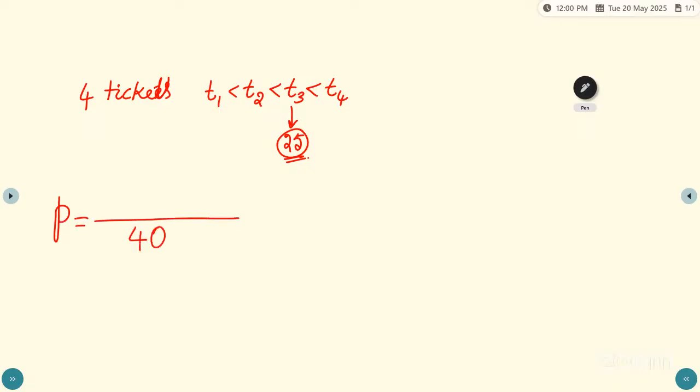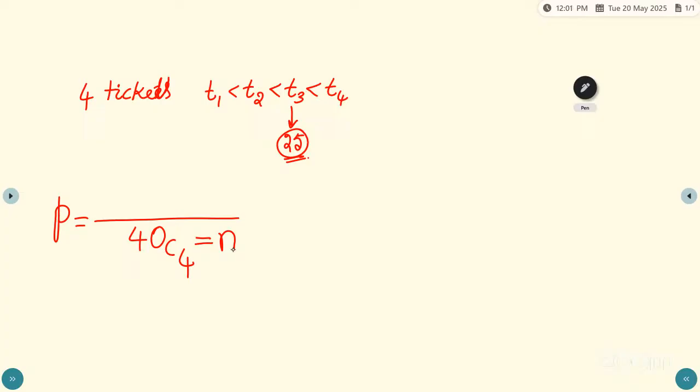Totally we have 40. Choose 4 out of it. That can be done in 40C4 ways. This is the number of exhaustive events.